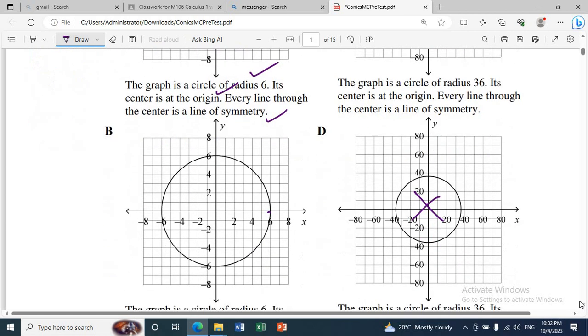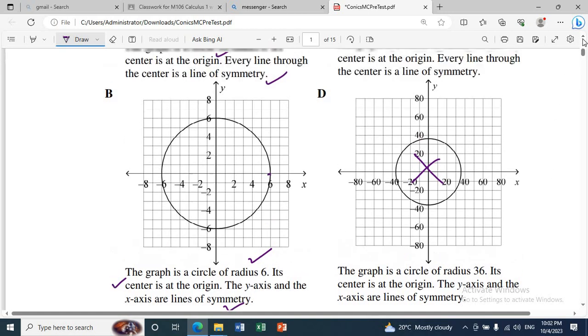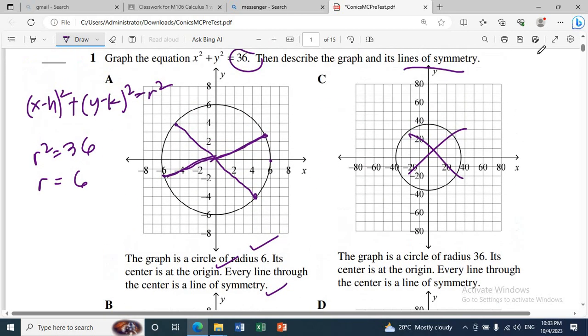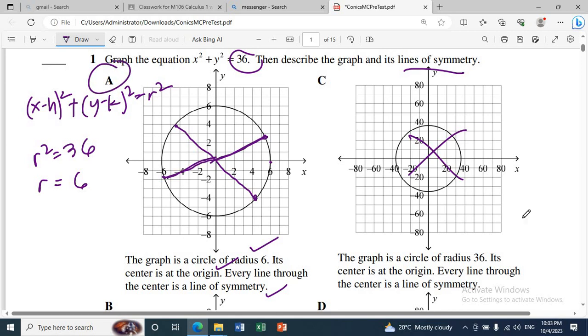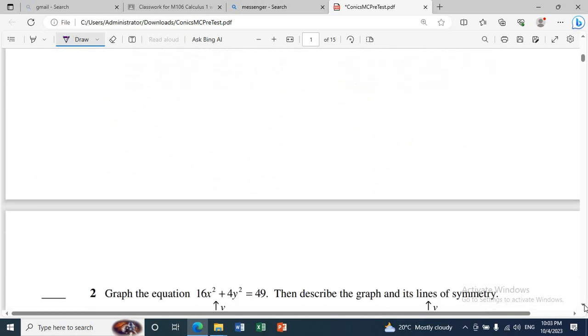Let's look at letter B. Letter B statement. The graph is a circle of radius 6. It's correct. Its center is at the origin. It's correct. The x and the y-axis are lines of symmetry. It's correct though. It's not just the x and the y-axis which is the line of symmetry. So letter B is lacking in its statement. So ang tamang sagot dito ay letter A. Number one is A. Let's go to number two.